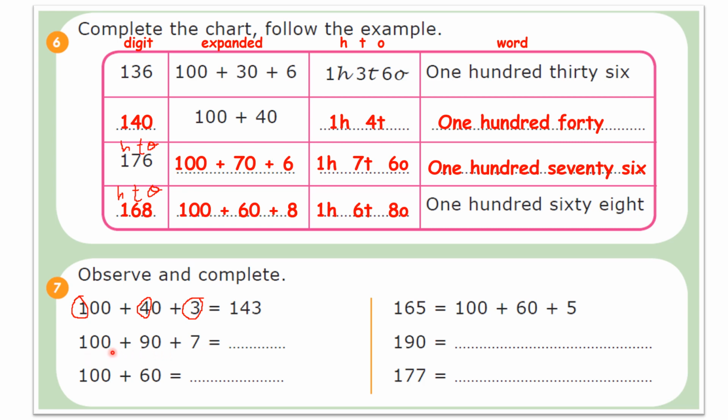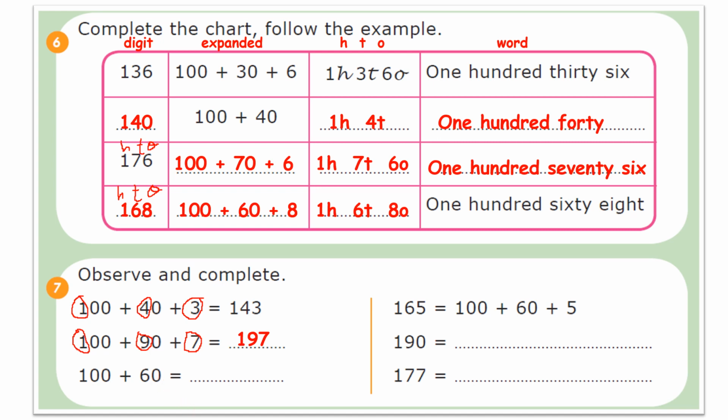Now, 100 plus 90 plus 7. I want to write it as digits. Also the same as I told you. We take the 1 in the hundreds. I don't need the zeros. Then 9 in the tens without the zero also. And the ones. So, write them together. My number will be, yes, 197.